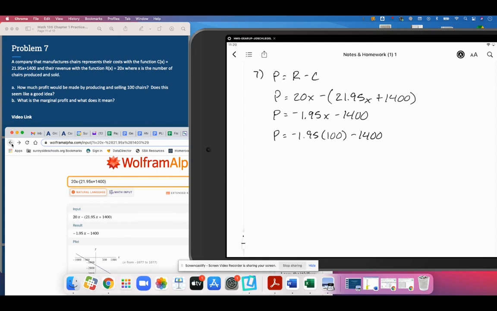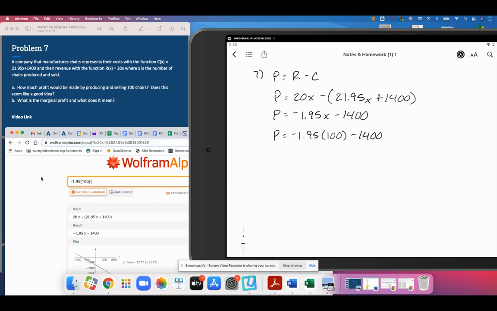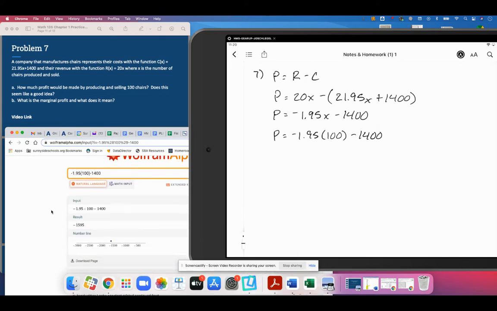Let's see, yeah, I did make a typo right there, minus 1400. Sorry, everyone, my bad. So I do need to adjust my equation here. So we get negative 1.95 times 100 minus 1,400. And we get negative 1,595. So profit is negative $1,595. Now this is awful.